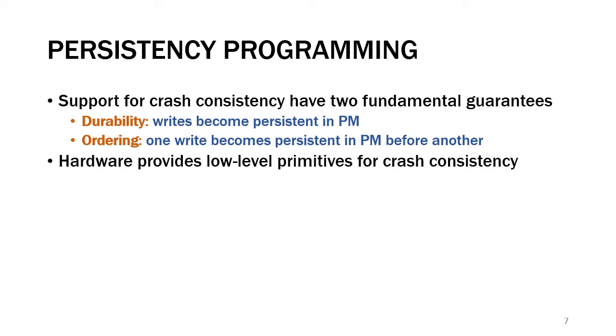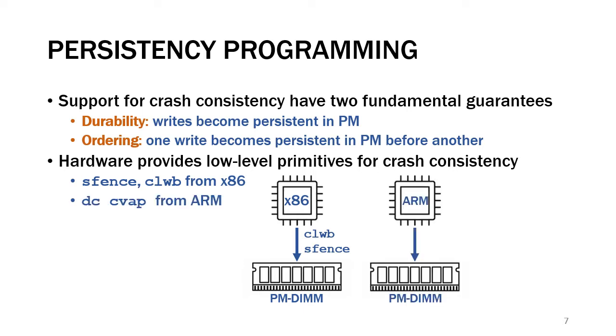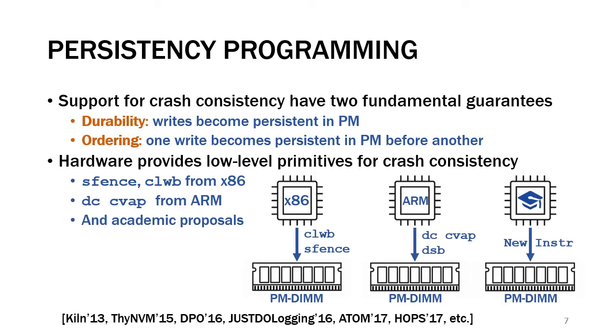The hardware provides the low-level primitives for crash consistency. For example, in x86, the CLWB and SFENCE instructions write back the data and guarantee the write-back is complete. In ARM, there are similar instructions, and there are also many new academic proposals with new instruction extensions.